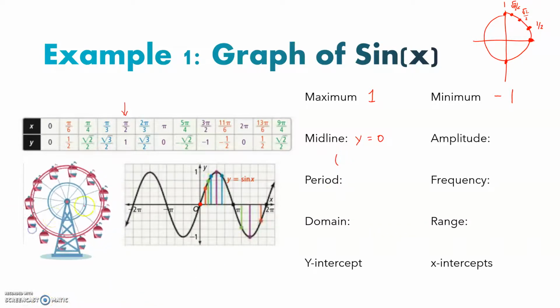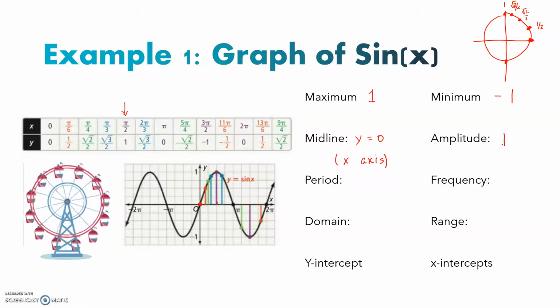If I do a vertical shift, that would affect the midline. Remember I talked about climbing up the ladder to get to the gondola car? That would be a vertical shift. The amplitude is, for this graph that hasn't been stretched at all, going to be 1 because that's how far it is from the maximum and the minimum back to the midline.